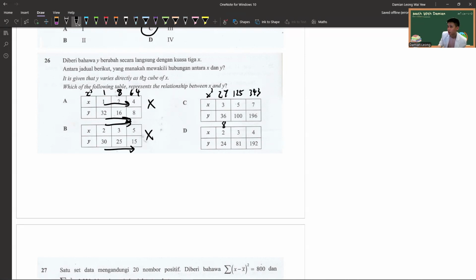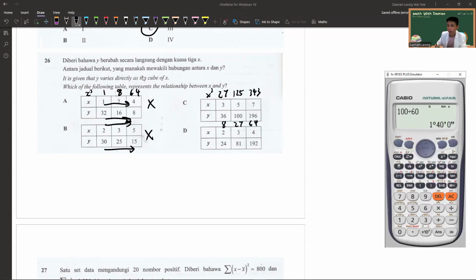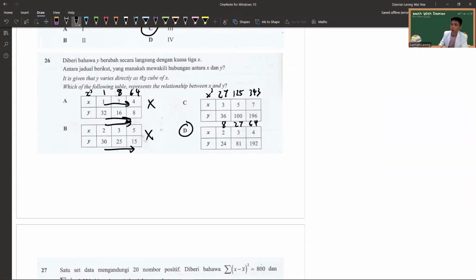Instead here, 8, 27, 64. You can see if I take 24 divided by 8, 3. 81 divided by 27, 3. 192 divided by 64 is 3. So it has a constant ratio. That is the one that is a direct variation with the cube of x. So that is question 26.